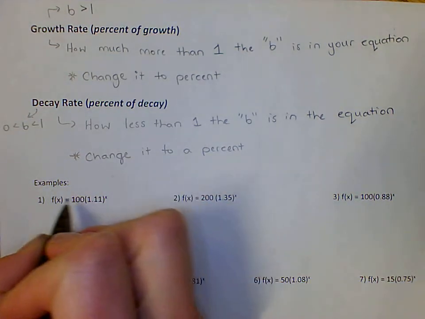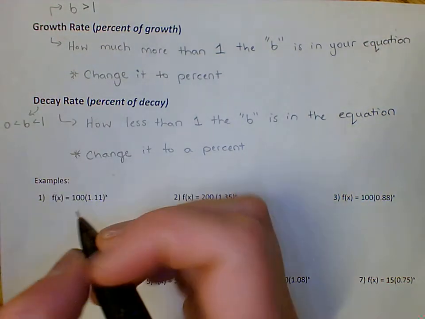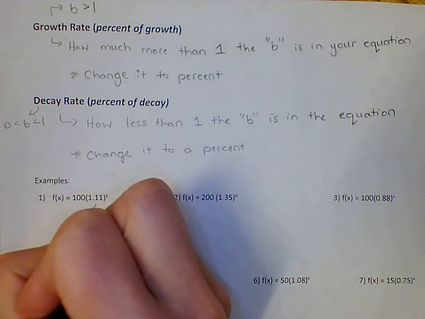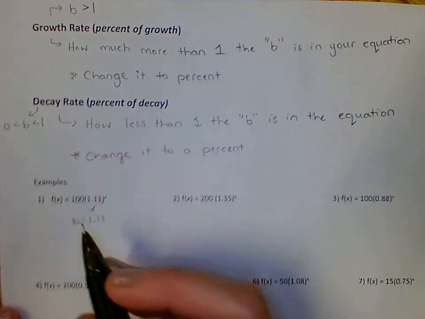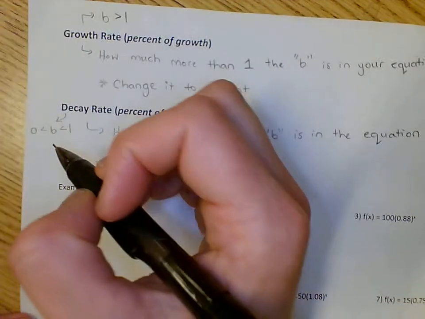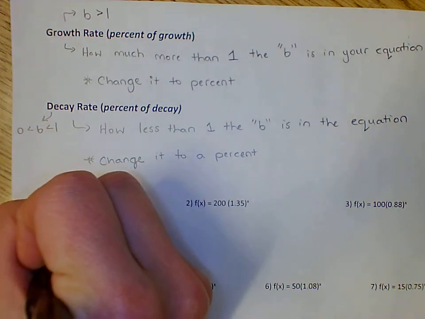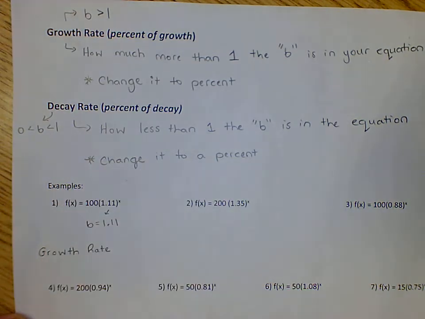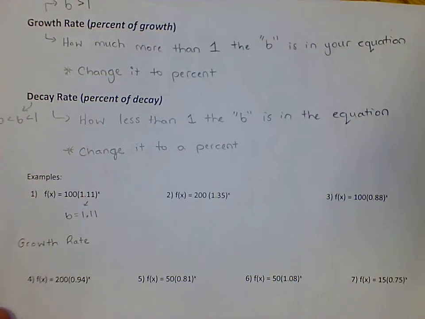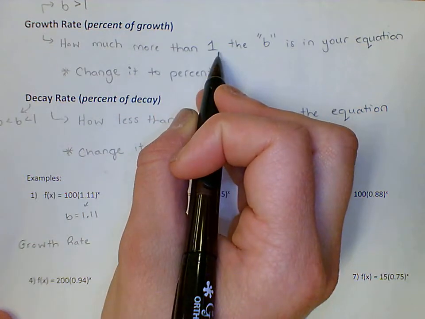So when you look at an equation, you're going to start by finding your B. So my B here is 1.11. And then you're going to ask yourself, is that a growth or a decay? So is this number bigger than 1 or between 0 and 1? And that number, 1.11, is bigger than 1. So that means it's going to have a growth rate. Okay, so now to find that, there's a couple ways to think about it. One, you can ask yourself, how much more than 1 is this number?